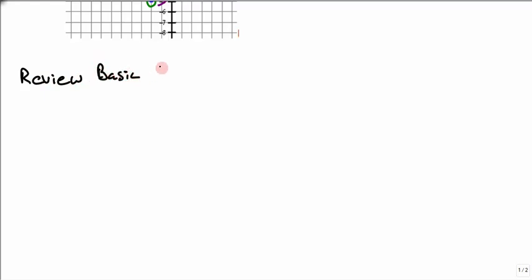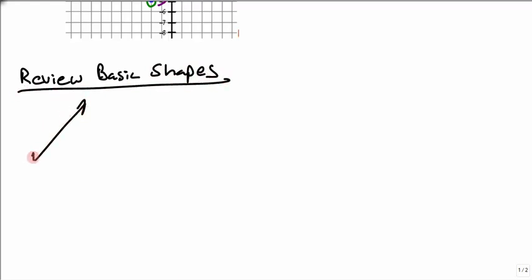Our most basic shape is just a line. So we could have a line with a positive slope. That might be something like y equals 3x plus 2. We could have something with a negative slope, and that might be something like y equals negative 3x plus 2. Positive slope, negative slope. Now if you notice, the only difference here is the 3 is positive and here the 3 is negative. So these are linear graphs.